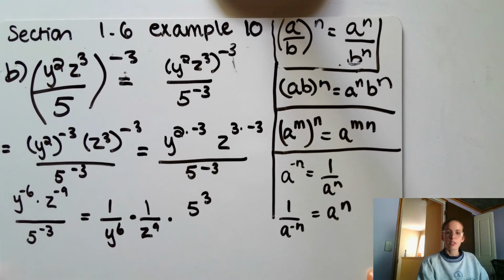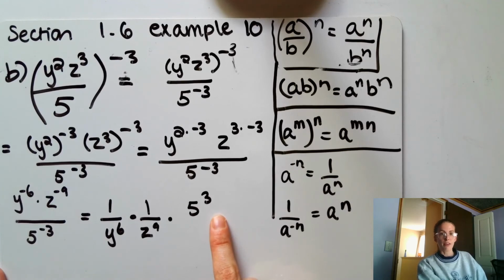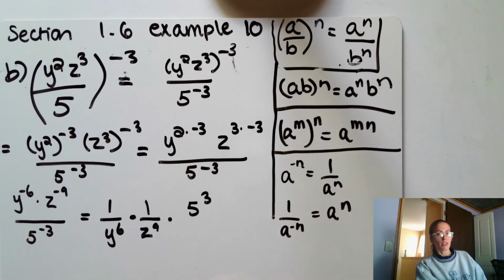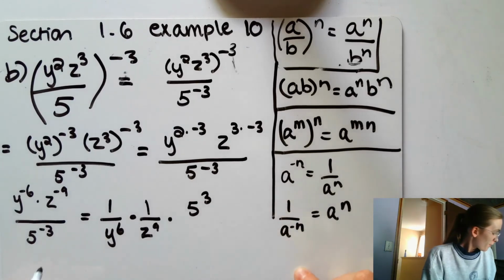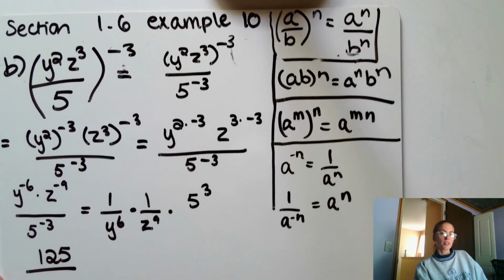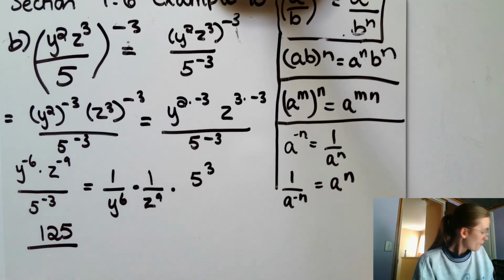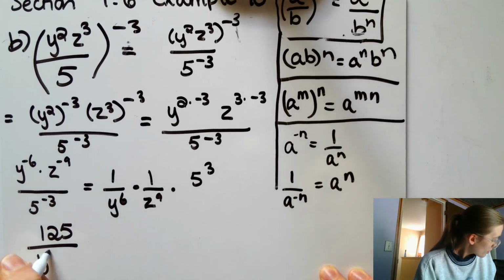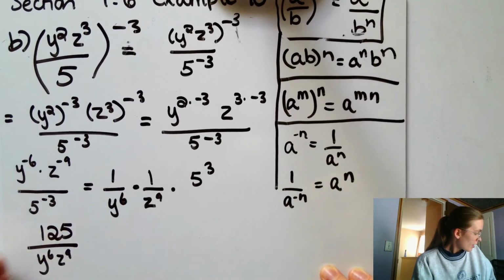And now we just have one more step to simplify. Well, 5 cubed is 5 times 5 times 5. 5 times 5 is 25, and then 25 times 5 is 125. So that'll be 125 over y to the 6 times z to the 9, and we're done.